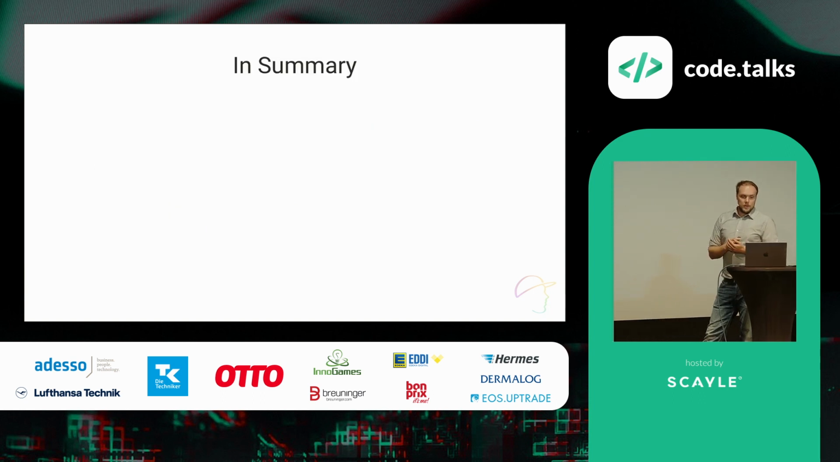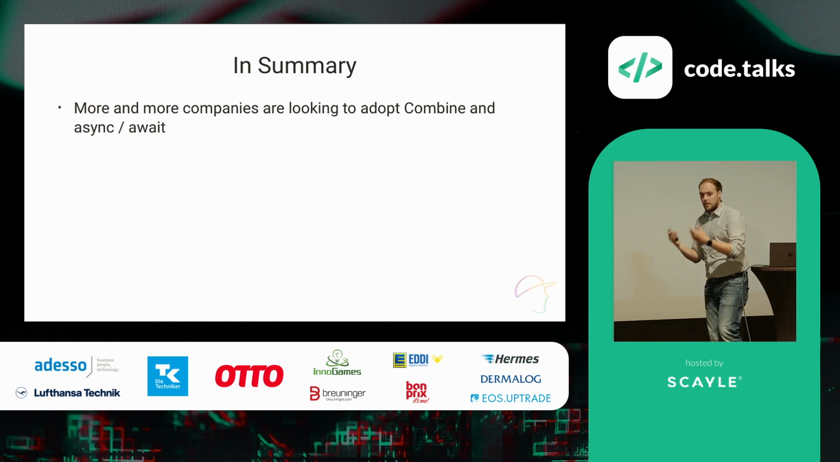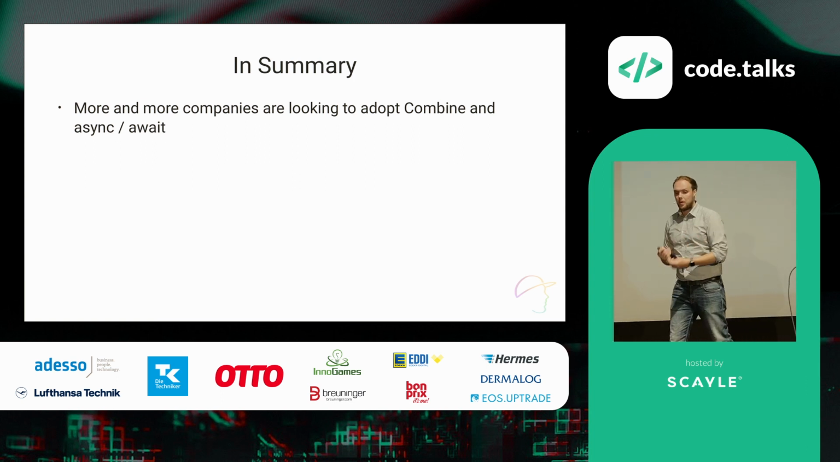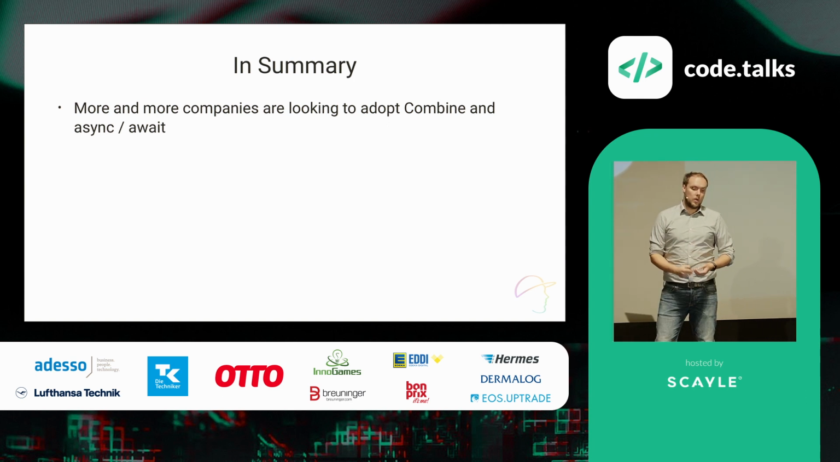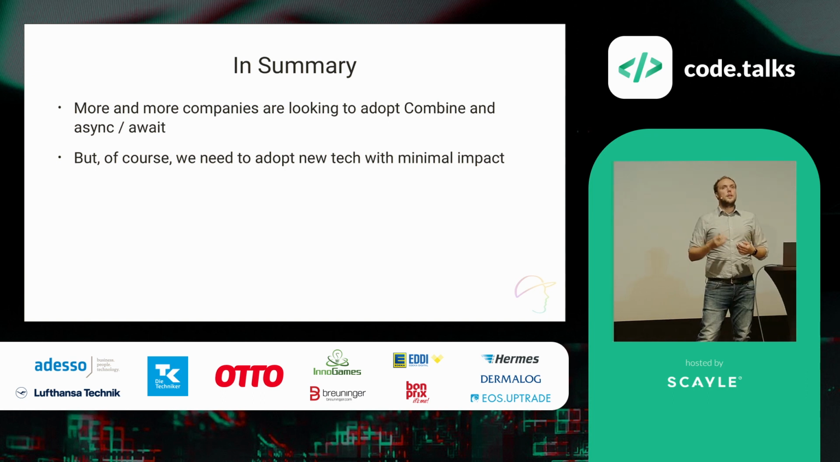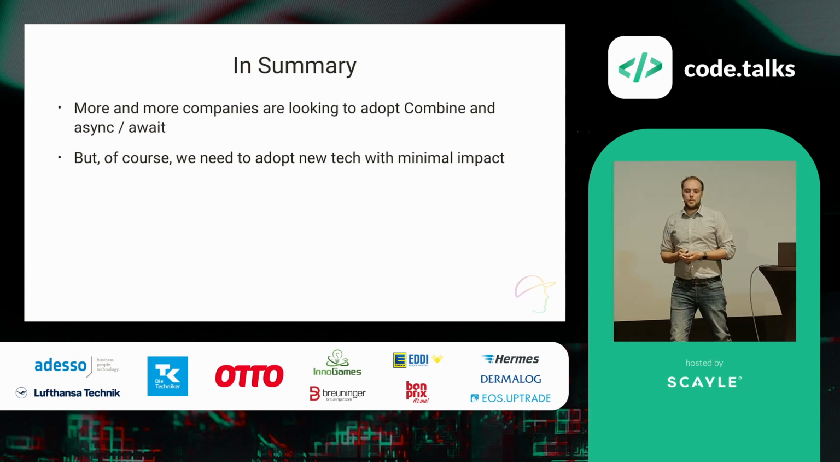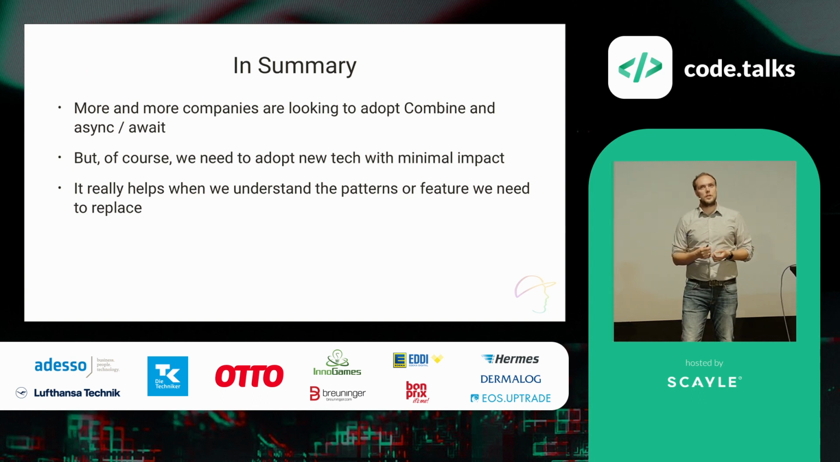All right, let's summarize. More and more companies are looking to adopt Combine and async await. That's simply what I'm seeing as a consultant. I'm getting more and more questions about this. I'm seeing companies ask me, how do we integrate this safely? Both Combine and async await, as well as SwiftUI. And we're always looking for good ways to do this safely. Because we need to adopt new technology, whether it's Combine and async await or anything else. You want to do that with minimal impact.